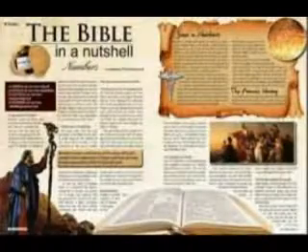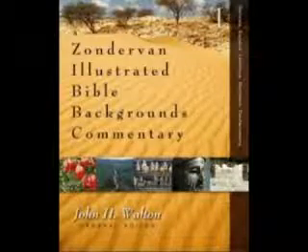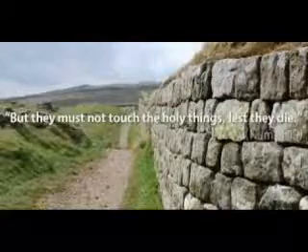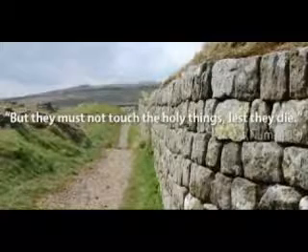From the children of Dan, their genealogies by their families, by their father's house, according to the number of names from 20 years old and above, all who were able to go to war. Those who were numbered of the tribe of Dan were 62,700.